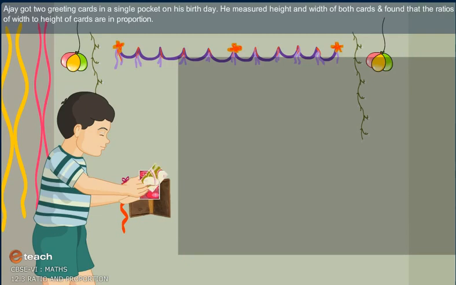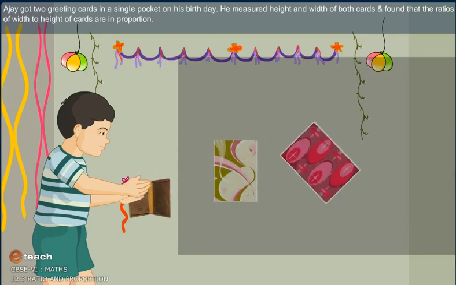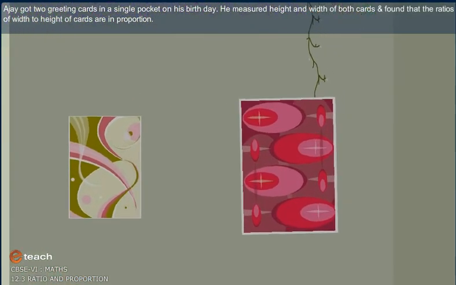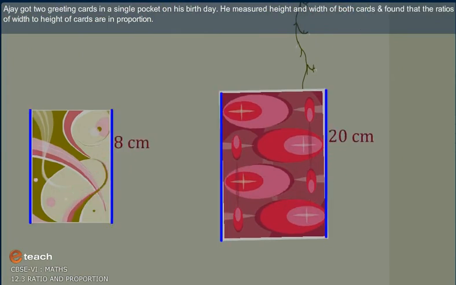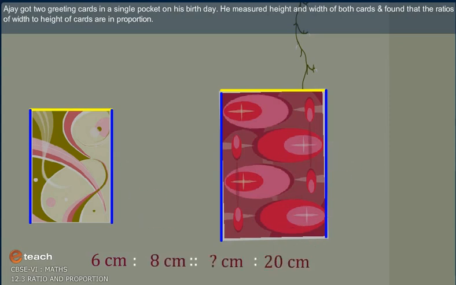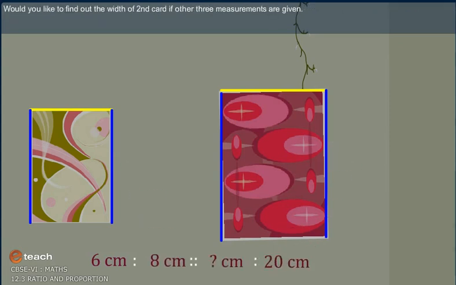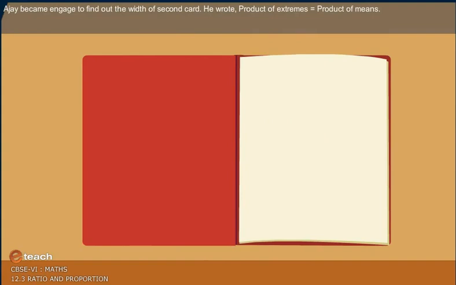Ajay got 2 greeting cards in a single pocket on his birthday. He measured height and width of both cards and found that the ratios of width to height of the cards are in proportion. Would you like to find out the width of the second card if the other 3 measurements are given? Ajay became engaged to find out the width of the second card.